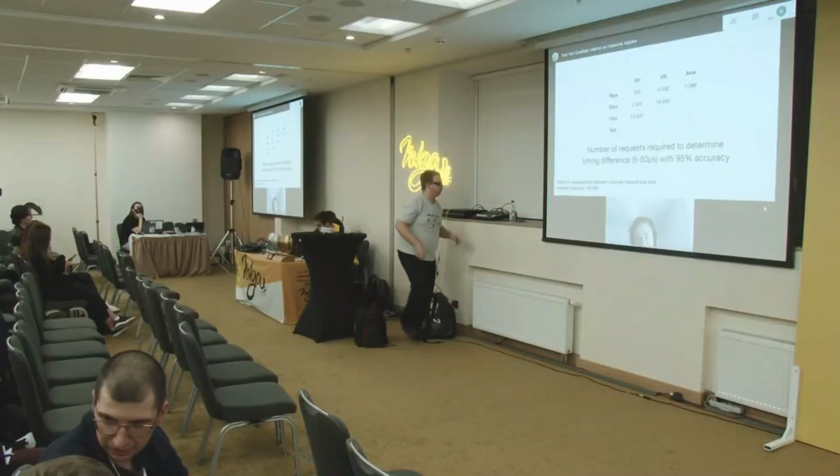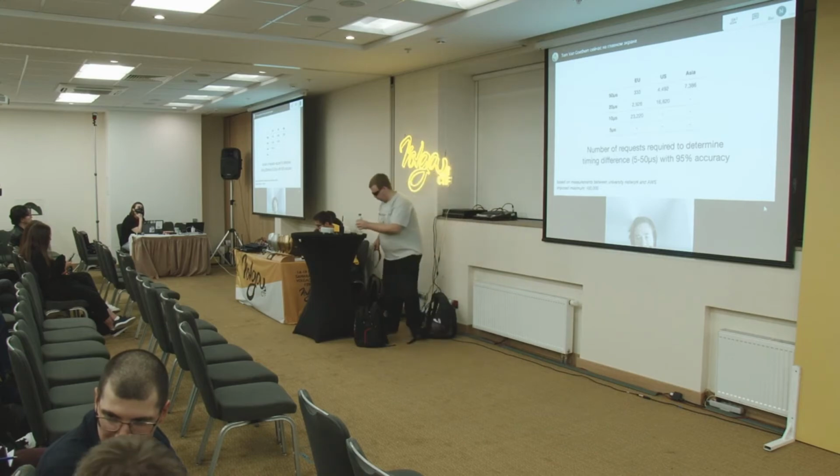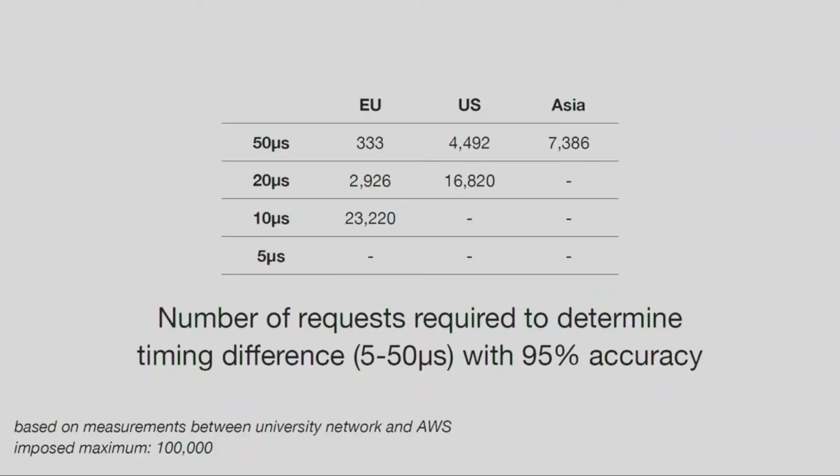So this makes it a lot more difficult to execute the attacks. We did some experiments to see how many requests we actually need. We had two requests, a baseline request and a request that took a certain amount of extra time, and we looked at requests sent from our university, which is in Belgium. We looked at how many requests we need to differentiate the two requests.